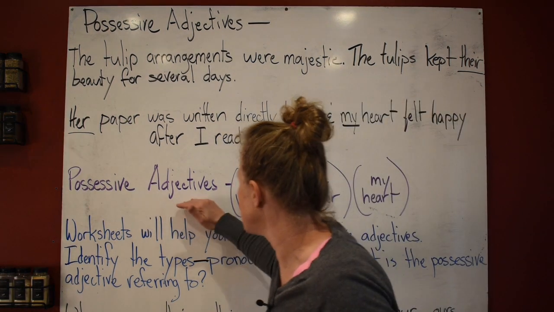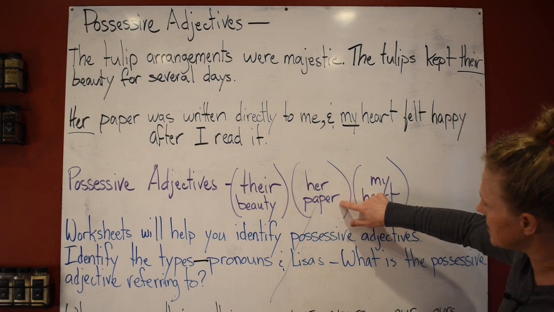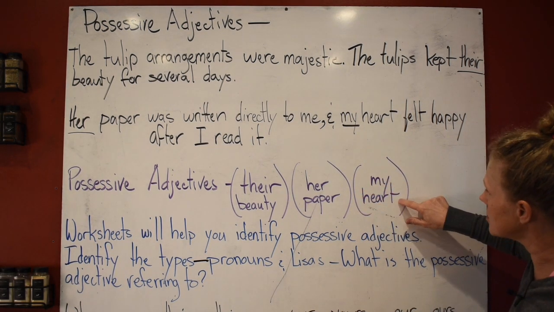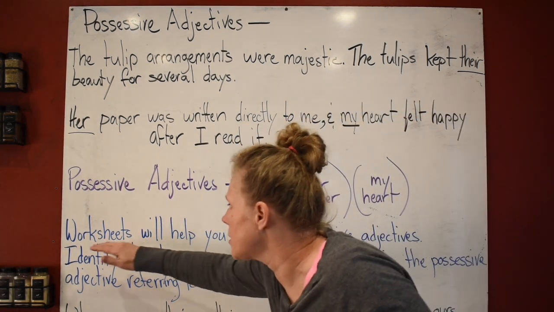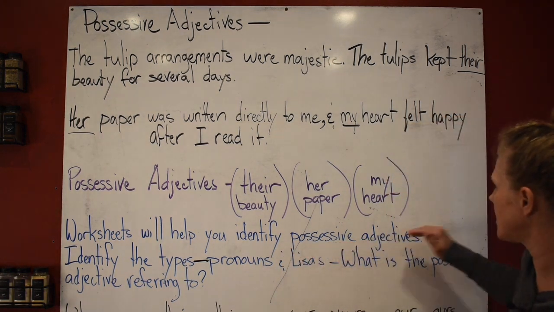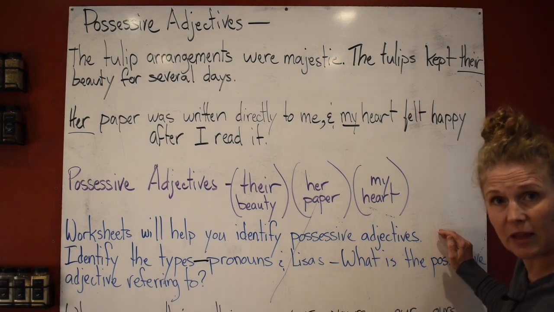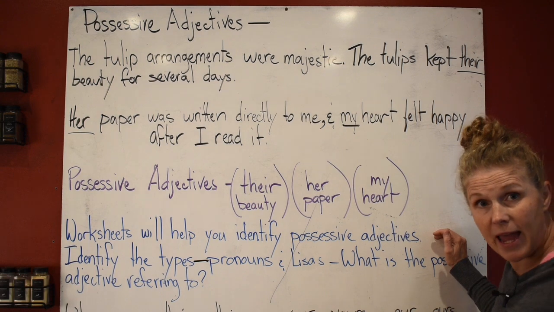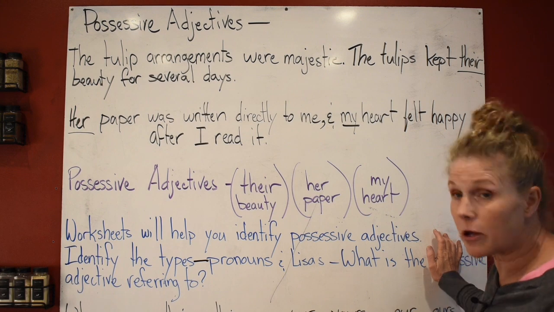Possessive adjectives, look at this. Their is possessing beauty. Her is possessing paper. My is possessing heart. Possessive adjectives, that's what that's doing. Worksheets will help you identify possessive adjectives. So I recommend that you find the workbook that you like, find things about possessive adjectives, and do the worksheets on them. It will help you identify them and understand them.